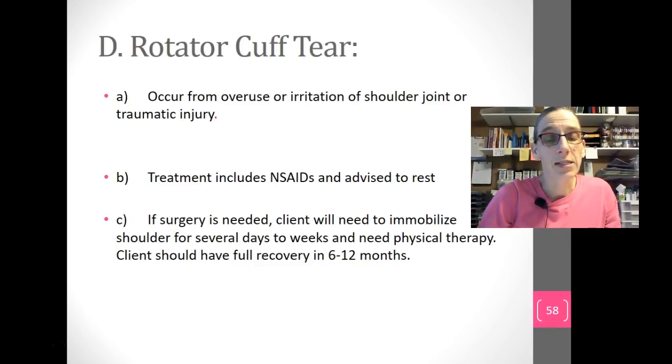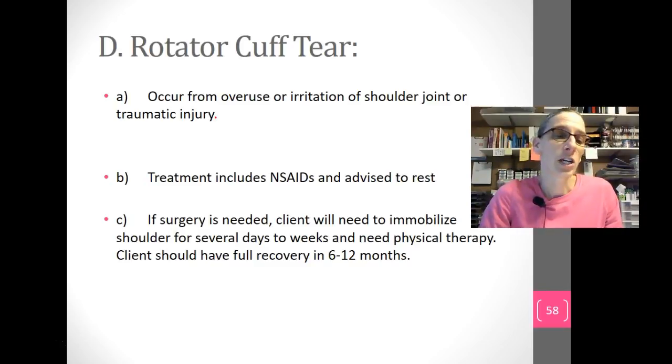Patients are often unable to sleep on the affected side. So if I were to have a right rotator cuff tear, I would not be able to sleep on my right shoulder. The pain is much worse at night on a rotator cuff tear. If surgery is needed, the client will need to mobilize the shoulder for several days to weeks and need physical therapy. The client should have full recovery within 6 to 12 months, but 6 to 12 months is a long time.